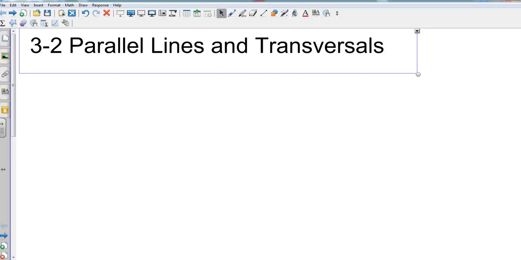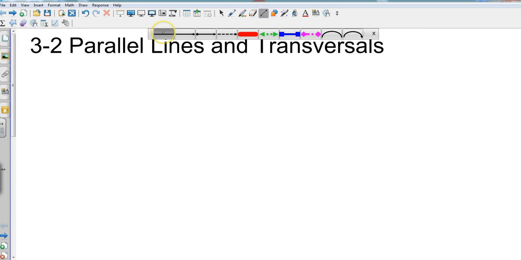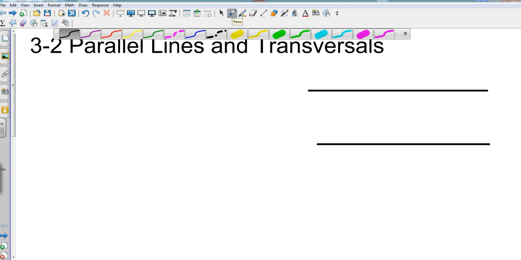Okay, Geometry, Chapter 3, Section 2, Parallel Lines and Transversals. So this takes the last section to another level, where the two lines intersected by the transversal will now be parallel instead of just going any direction. So I'm going to draw a set of parallel lines, and then I'm going to write on the other side because I've been having difficulties getting this to respond over here, but that's okay because I won't be writing that much.